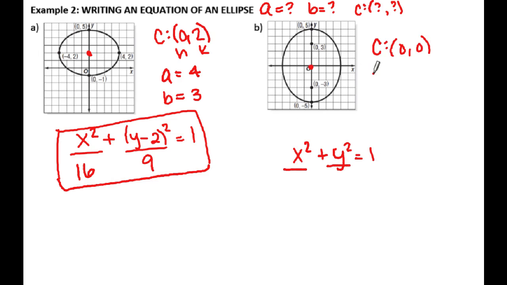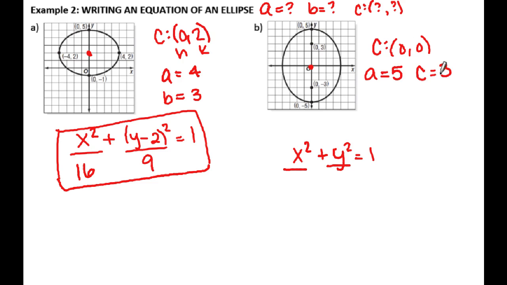So A is the distance between your center and one of the endpoints of your major axis. We know that this is your major axis since your foci are sitting right on top of it. So in this case, A is going to be 5 units because here's an endpoint, here's another endpoint, so A is 5. Since we're given the foci, we can figure out what C is. So C is the distance between your center and one of your foci. C in this case is 3.